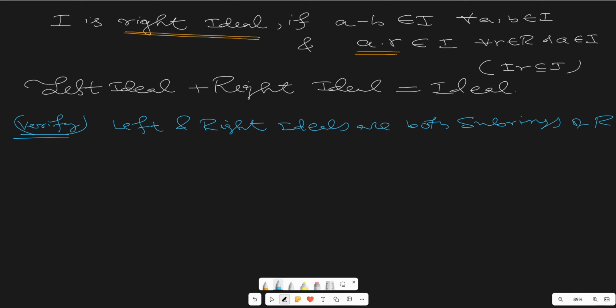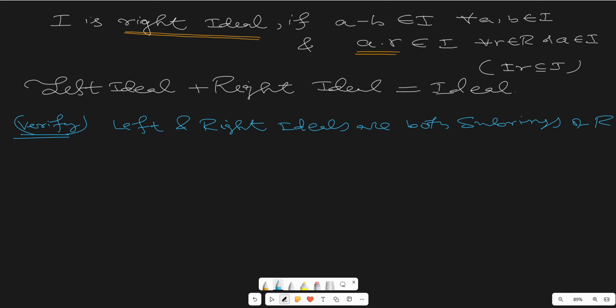Okay, so have you verified left and right ideals? Just use the definition of subring, and what is the left ideal and what is the right ideal. Just use the definition. I think it should be clear to you. Okay, this is very easy to show.